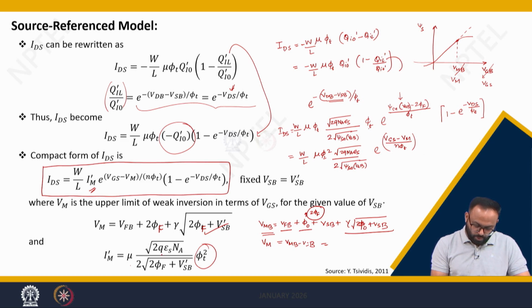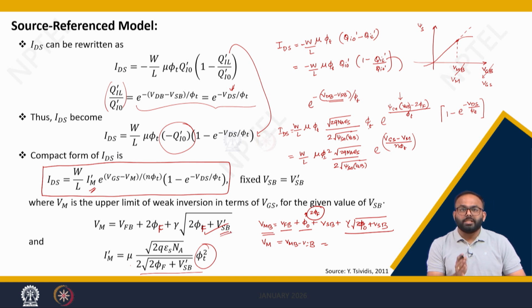nothing but mu into square root of 2 into q into Na divided by 2 times of 2 phi f plus Vsb dash into phi t. What is Vsb dash? It is a specific value of Vsb, because we are considering this case for a special value of Vmb. Only at that value this relation holds good.